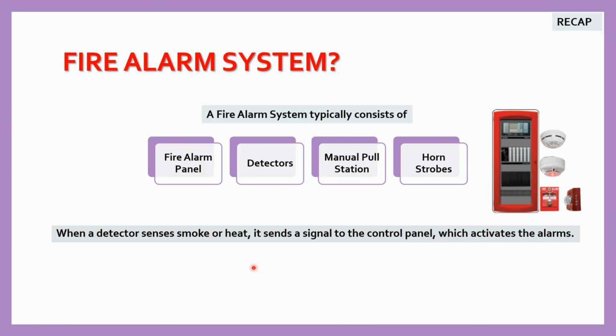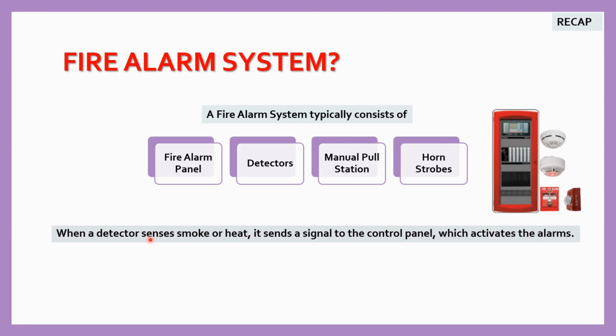So before we jump into today's topic, we are going to have a look at the components of the fire alarm system once again, which has been discussed in our earlier class. So fire alarm system typically consists of a control panel, smoke or heat detectors, manual pull station and horn strobes. Here you can see the figures. This is the control panel, detectors, manual pull station, horn with strobe.